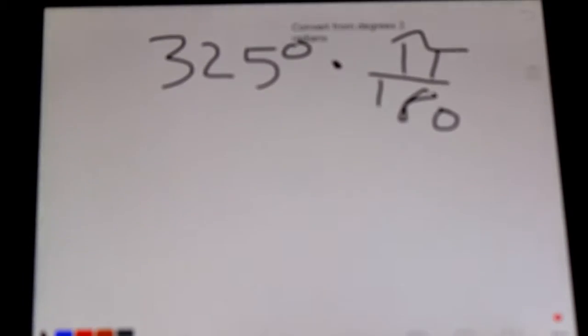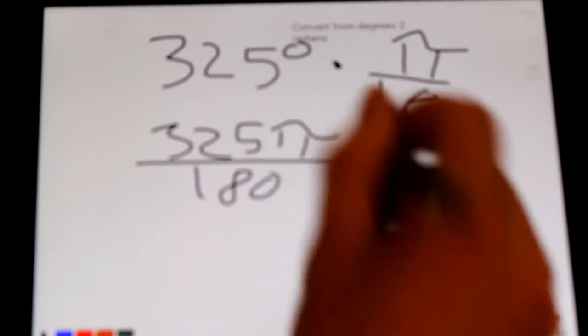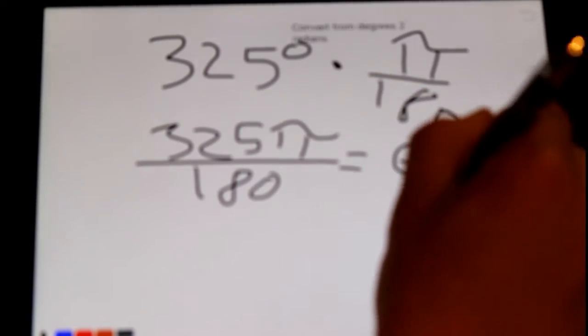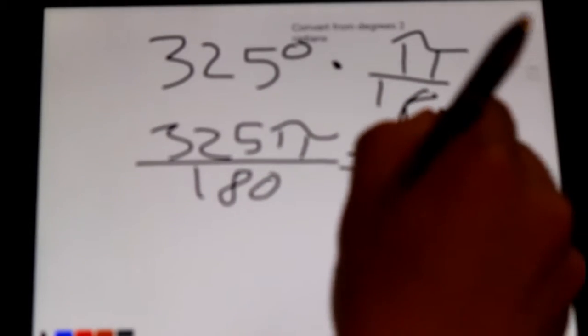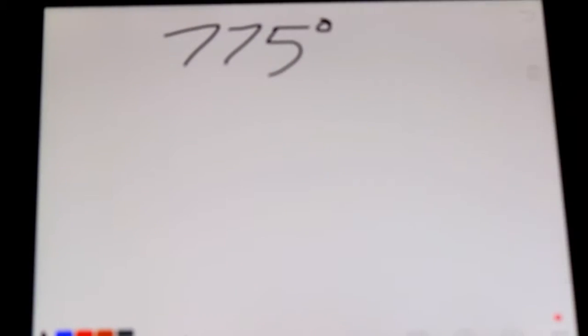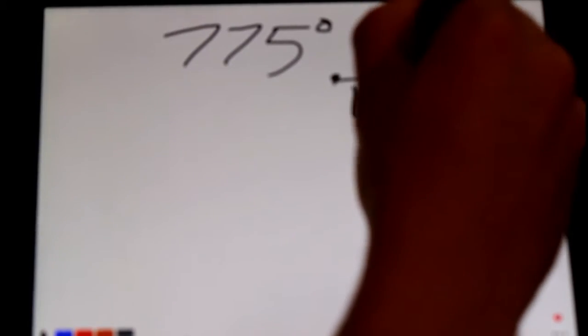And when we do that, we just multiply it like that, we get 325 pi over 180, which, when reduced, equals 65 pi over 36, which is the final answer for question 13, part A. For question 13, part B, we get a degree of 775, and once again we're going to do the same thing, multiply it by pi over 180.